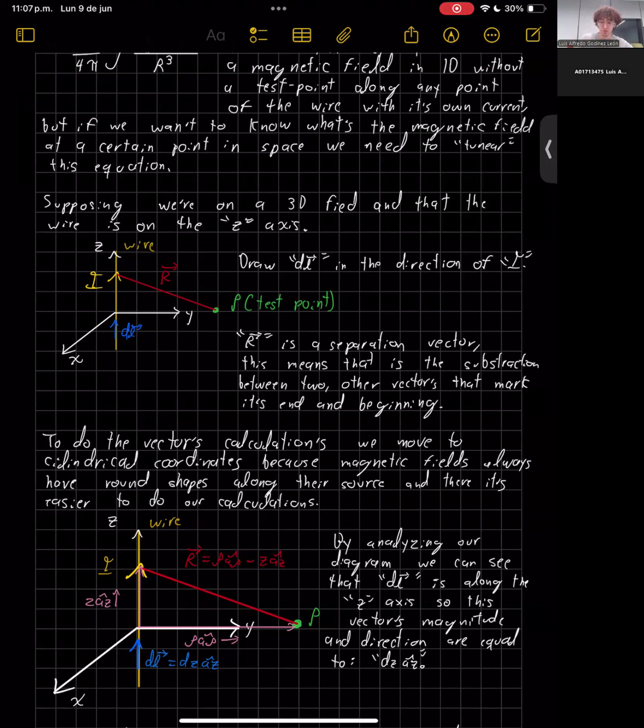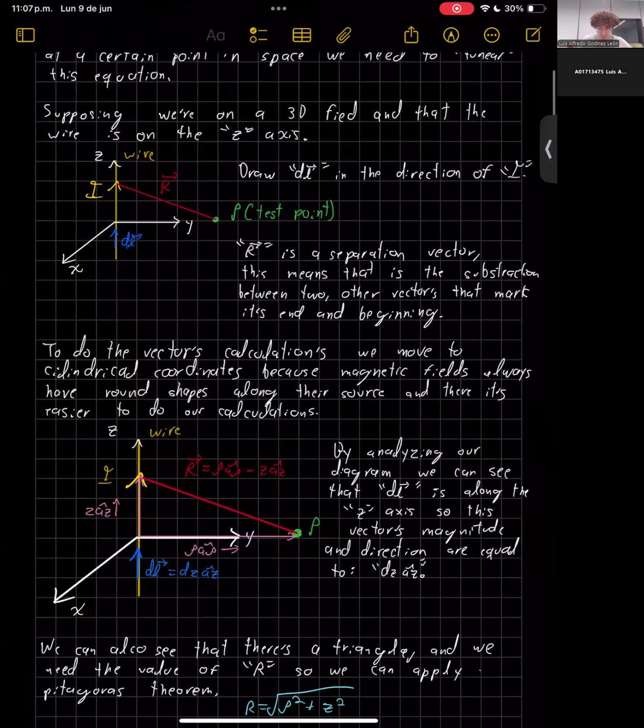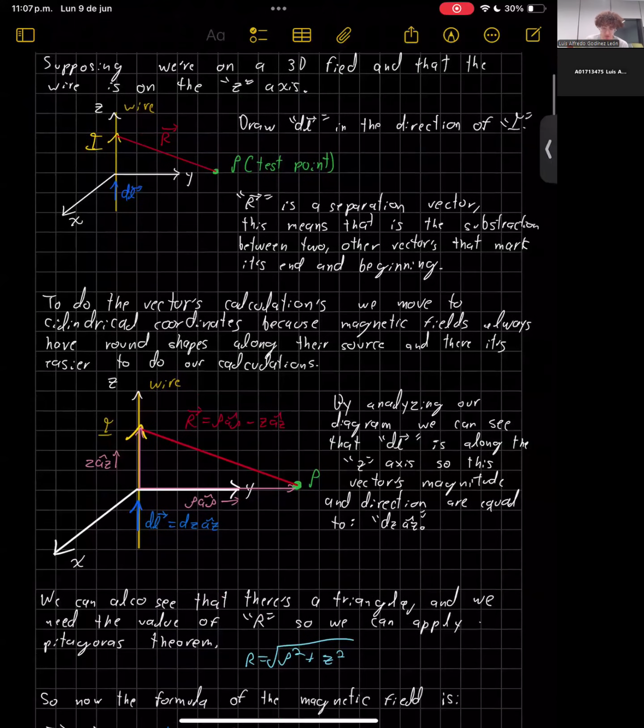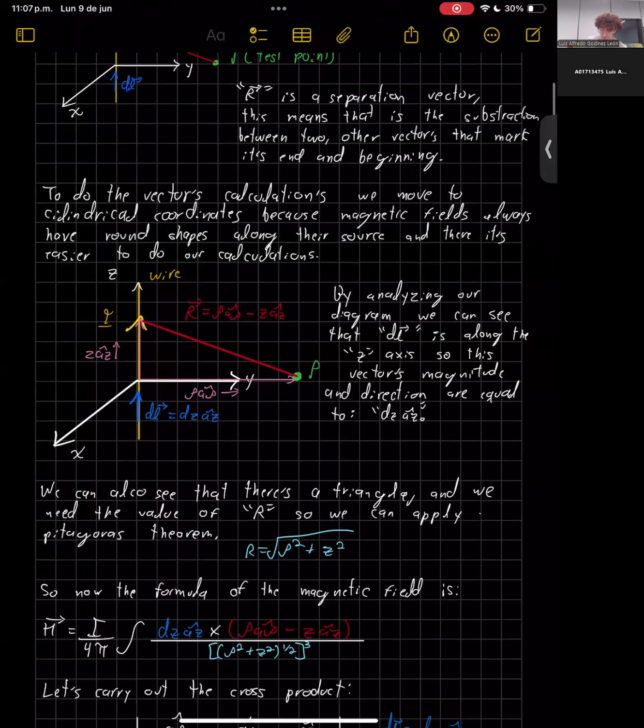What's the separation vector? It's just a subtraction between two vectors, marking the end and the beginning of this separation vector. Then to do the vector calculations, we move to cylindrical coordinates, because magnetic fields always move in round shapes along their source, in this case the wire along the z-axis, and it's easier to do the calculations.